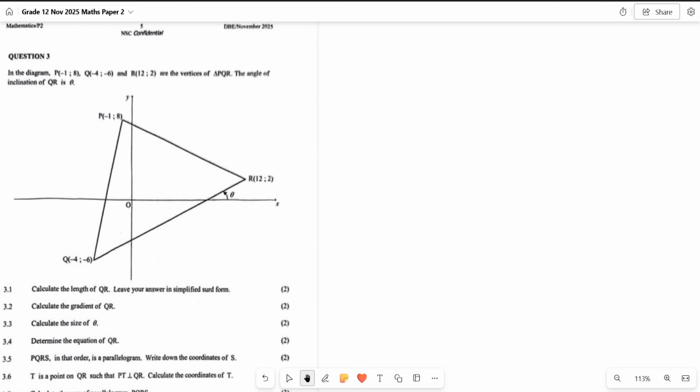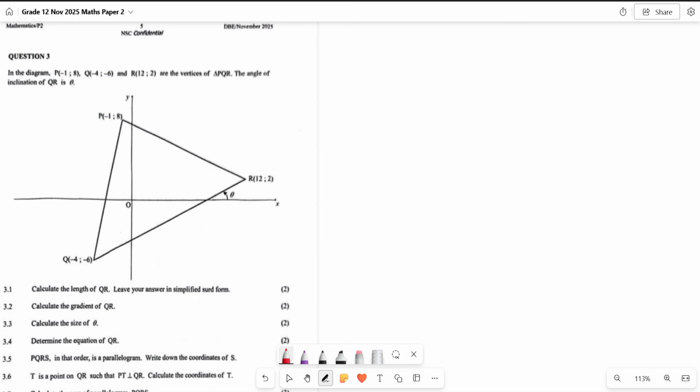Okay, so this was 2025, by the way. It's confidential, so this is the real paper that you guys wrote. Question 3 says that in the diagram, P, Q, and R are the vertices of the triangle that we can all see here, and the angle of inclination of QR is theta, as we can all see there. Now the first question is saying calculate the length of QR and leave the answer in simplified surd form. So where is QR?